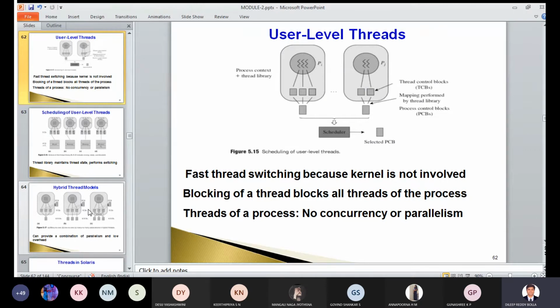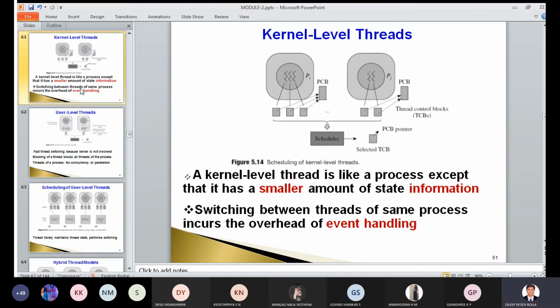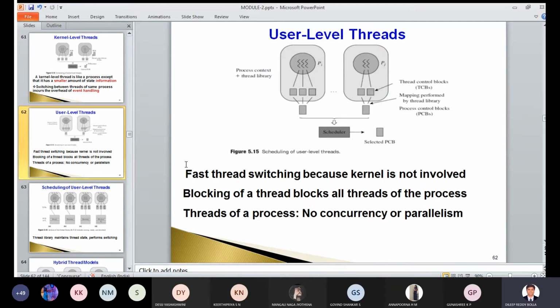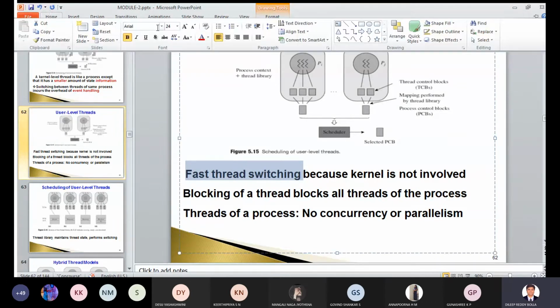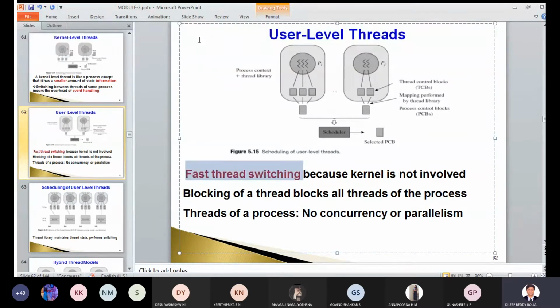Okay, it looks the same for user level threads also. But what's the difference here? See this difference: the process context is managed by event handling. With the help of the event handling mechanism, these are going to come. Whereas here in this case, as the kernel is not involved, fast thread switching is happening. As the kernel is not involved, we are able to do the switching very fast.